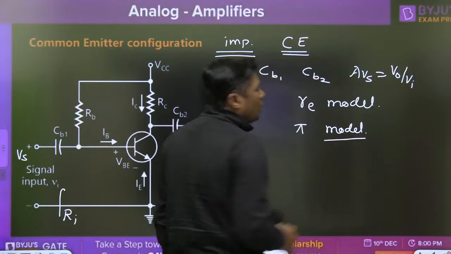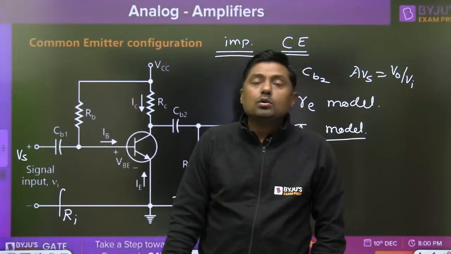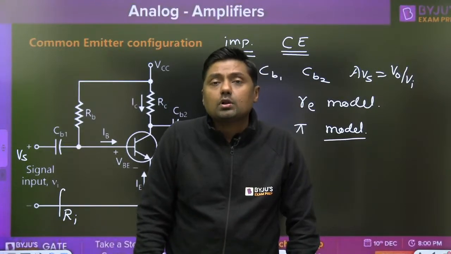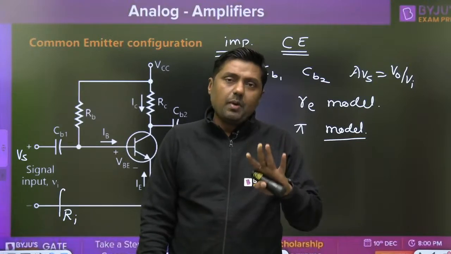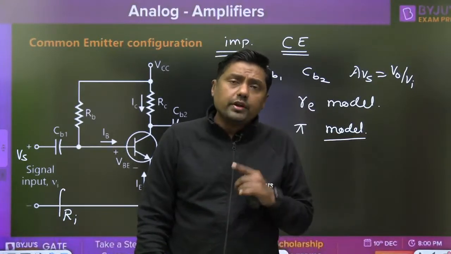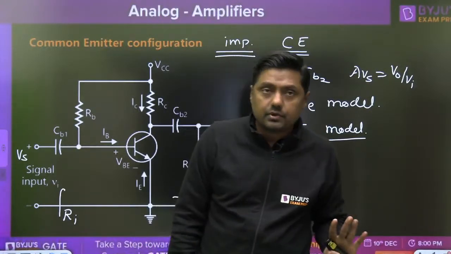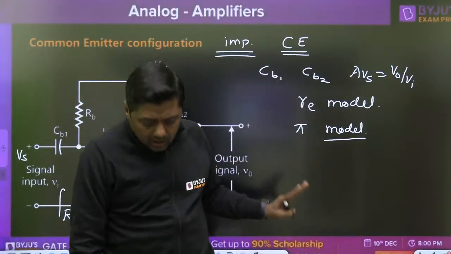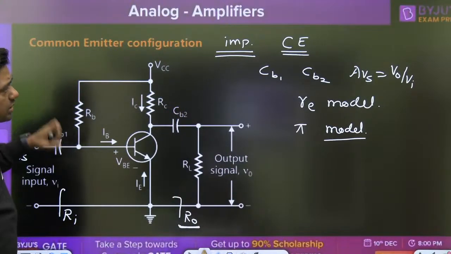Now these days we are not using the hybrid model, that is the h-parameter model. In a GATE exam, we have to solve the question from the re model or the pi model. But remember, in a number of questions, there is no need to use the re model or the pi model. You can directly give the answer. Directly we can find the answer by watching the diagram. So we have some shortcuts for that.